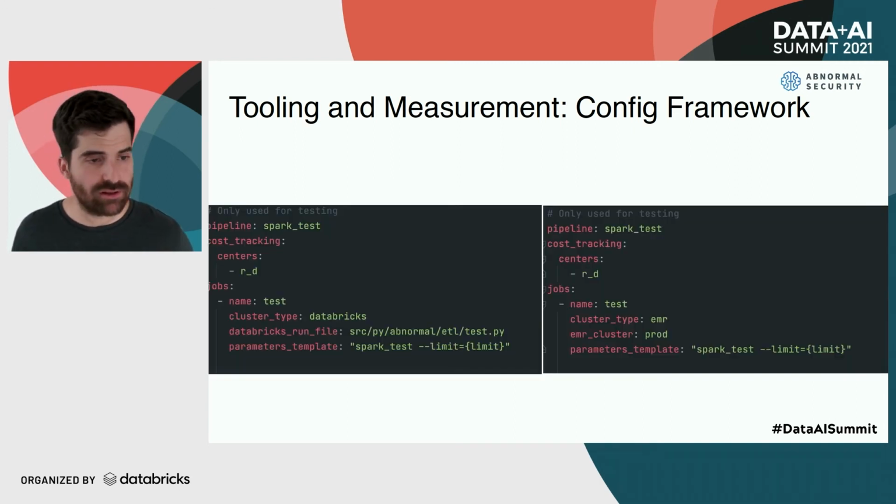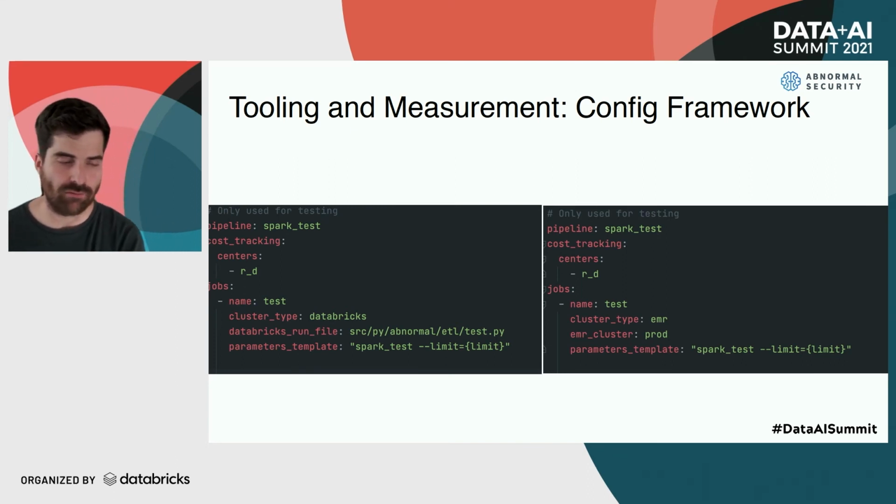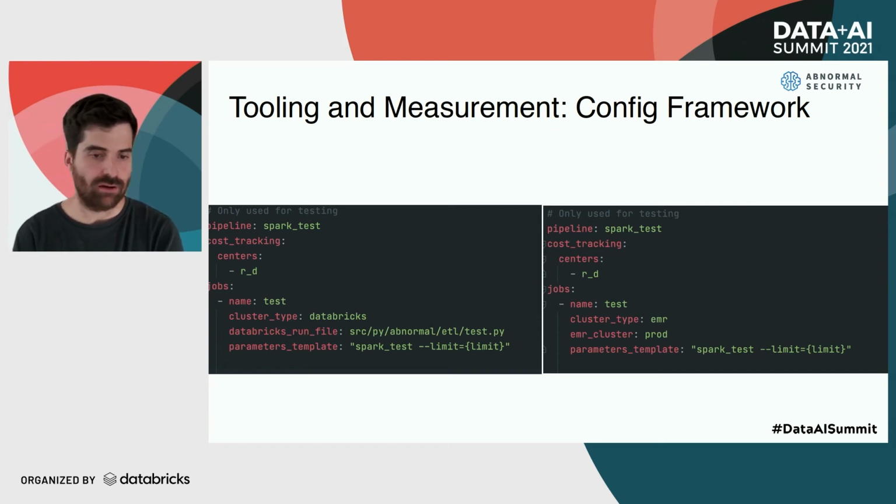So what does this actually look like? On the left is an example YAML file of a job running on Databricks, and on the right, it's the same job but running on EMR. You can see some common parameters, and then we have these cost tracking tags, which basically influence the way that Databricks tags the instances, so we can do proper cost measurement and cost tracking later. And not shown here are the actual Spark conf parameters you could also change. Like if you wanted to change Spark executor cores, you could do that as well via the framework.